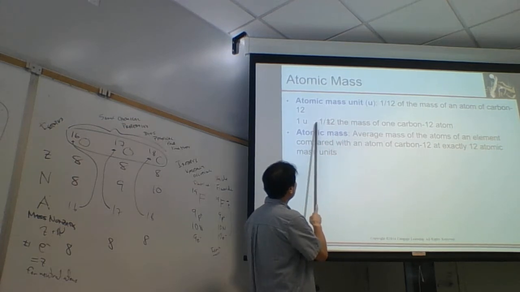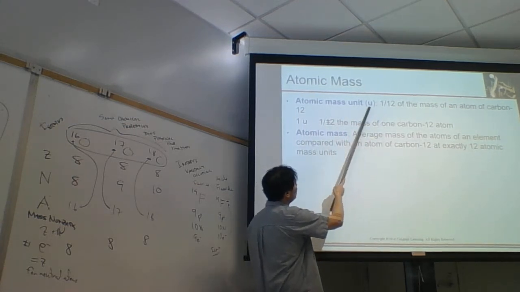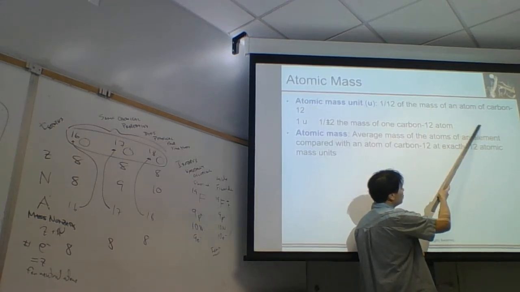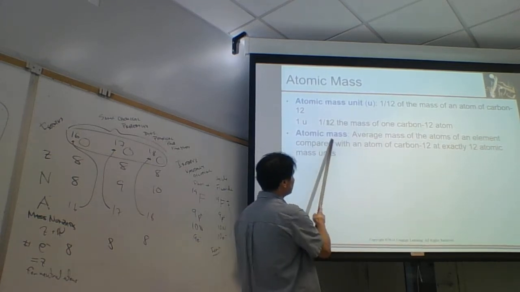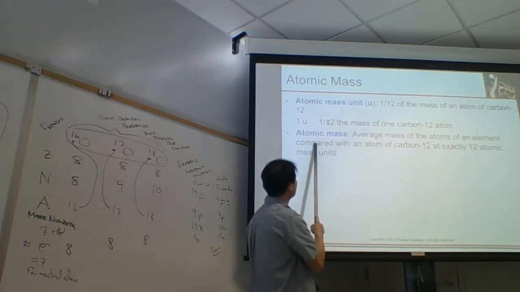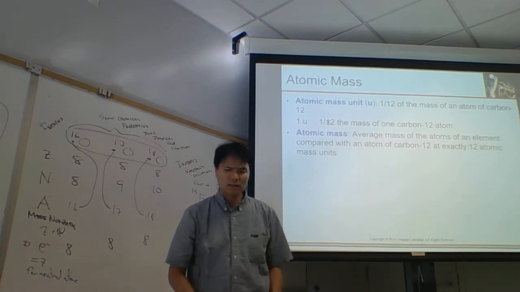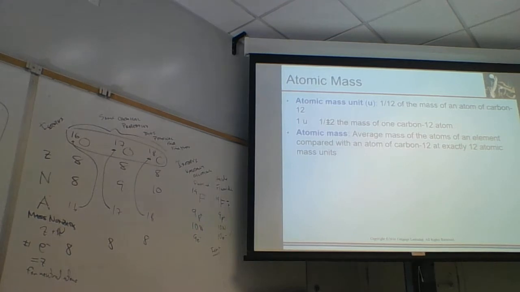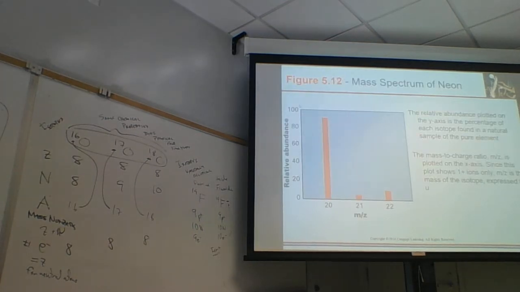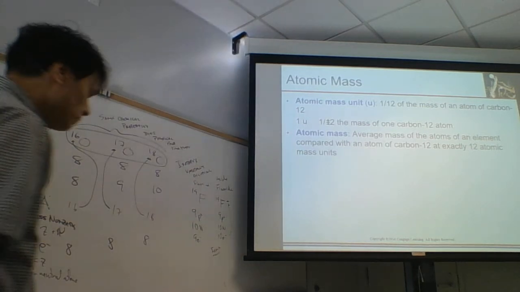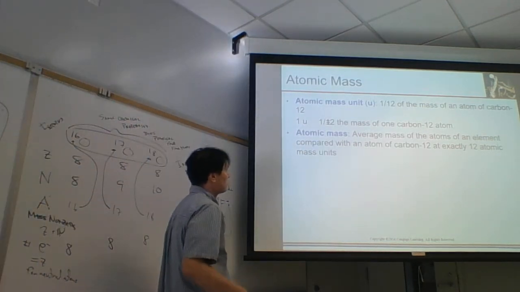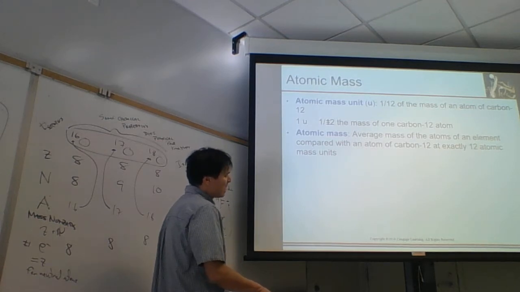The U is defined as, 1 U is defined as exactly 1/12 the mass of a carbon-12 atom. The atomic mass is the average mass of the atoms of an element compared with the atom of carbon-12. The atomic mass is just how many U an atom weighs. That's the atomic mass. We have two different atomic masses, though. We have something called isotopic mass, and we have something called average atomic mass.